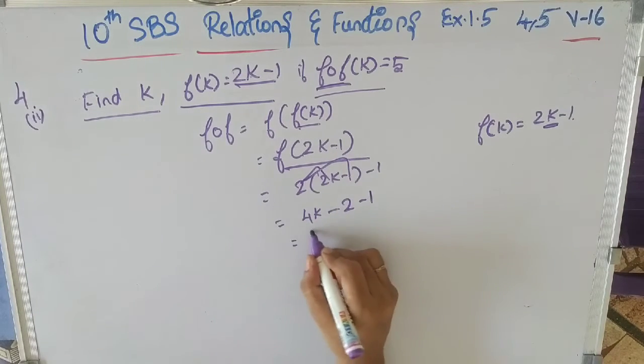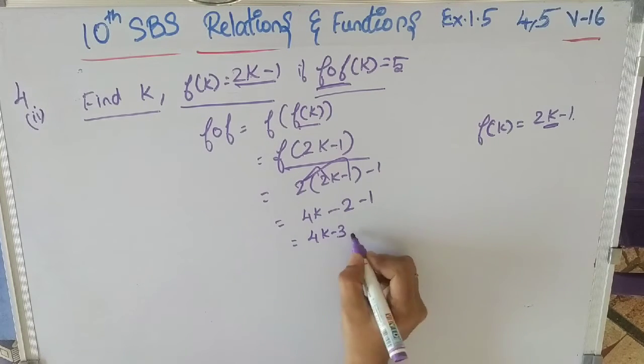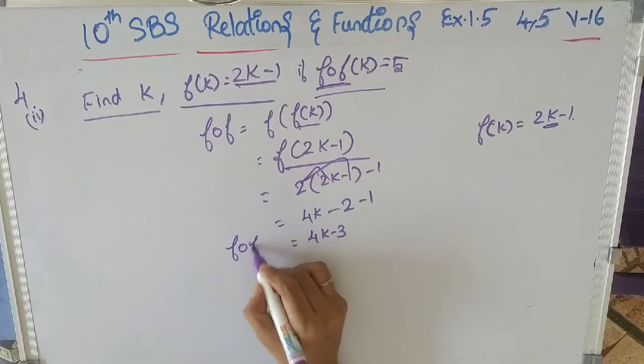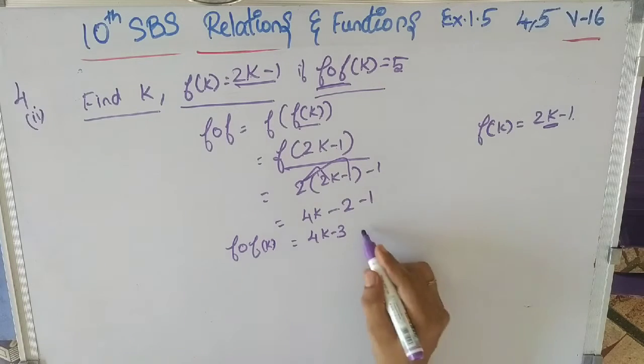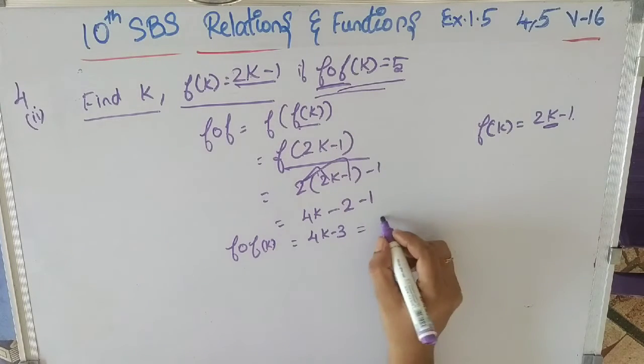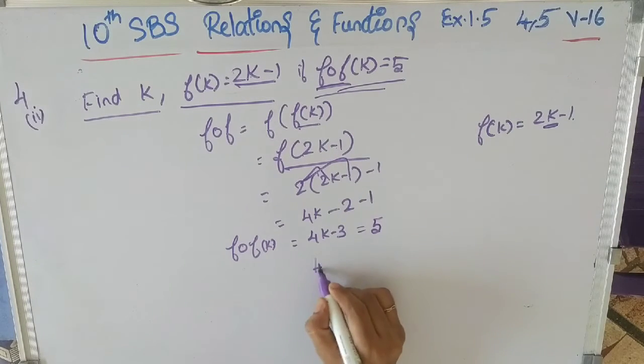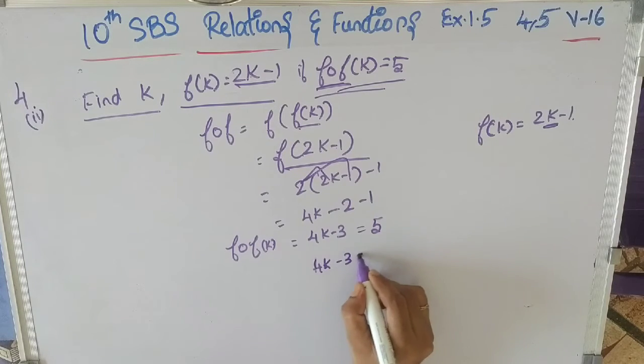minus 1. That is 4k minus 3. What is this 4k minus 3? It is f dot f of k. Clear? But in the question it's clearly given that f dot f of k is equal to 5. Therefore 4k minus 3 is equal to 5.